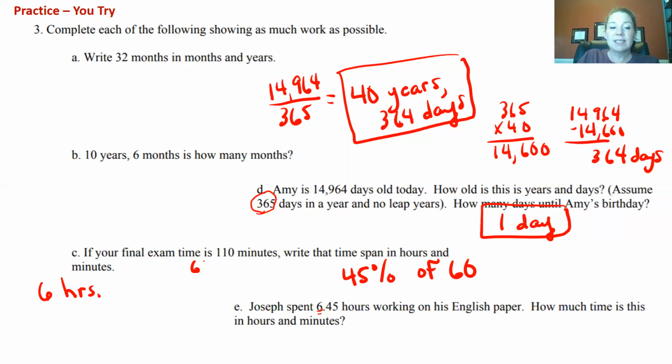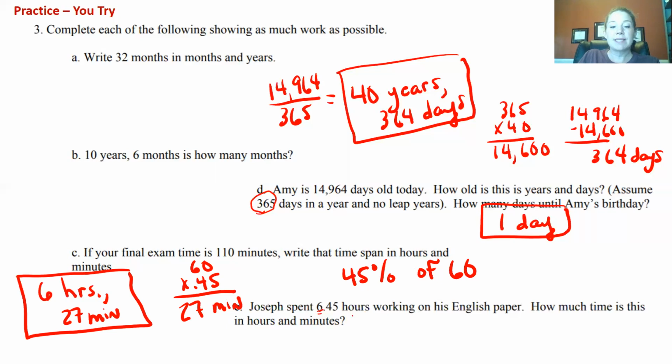Well, 45% of 60, we're going to multiply 60 times 0.45. And we're going to use our handy calculator. And the answer is 27. So if he spent 6.45 hours, that means he spent 6 hours and 27 minutes. A lot of people make that mistake. They convert this to minutes, and that is not right because our time is not based on units of 10 or 100 or 1,000.